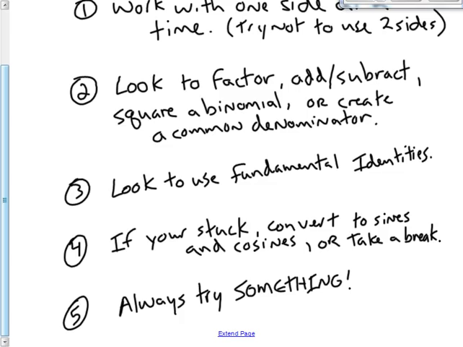Number 5, always try something. Even if you're stuck and you don't know what it is, try to ask somebody what they did. Try to ask either myself or look it up in a book. Look at your sheet. Look to see if there's any conversion that can happen. All right, go back and try something.